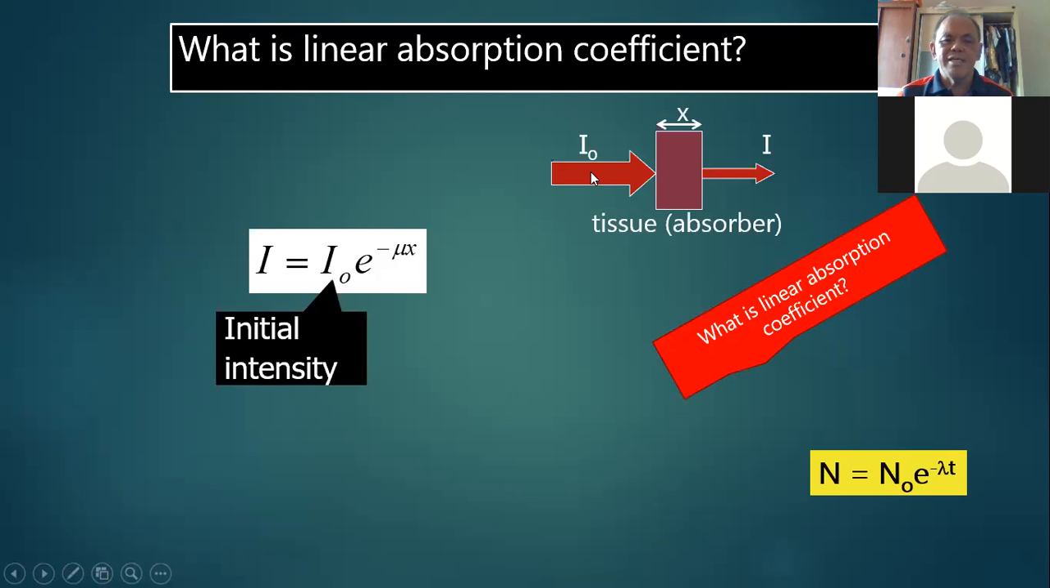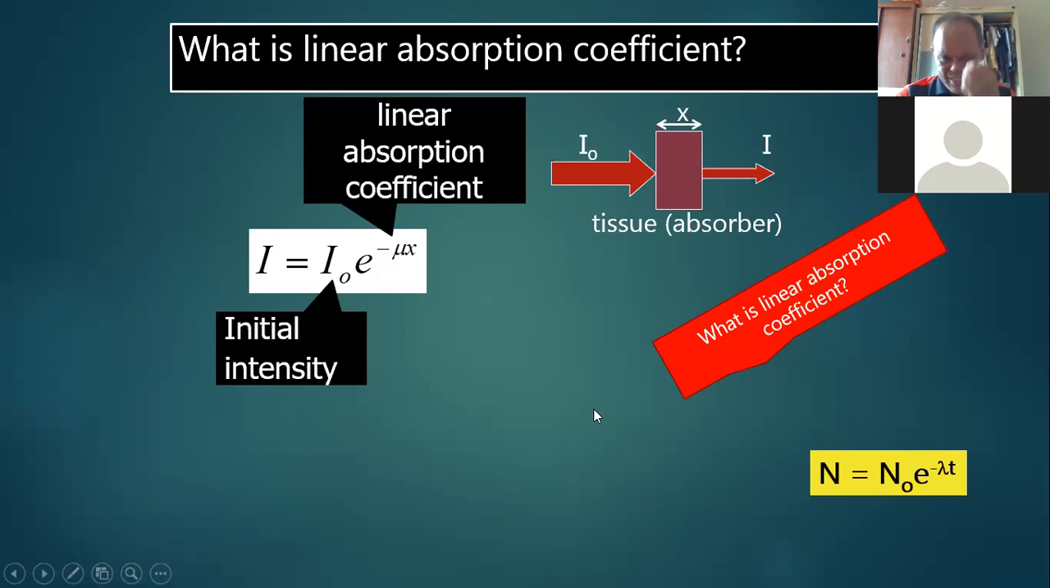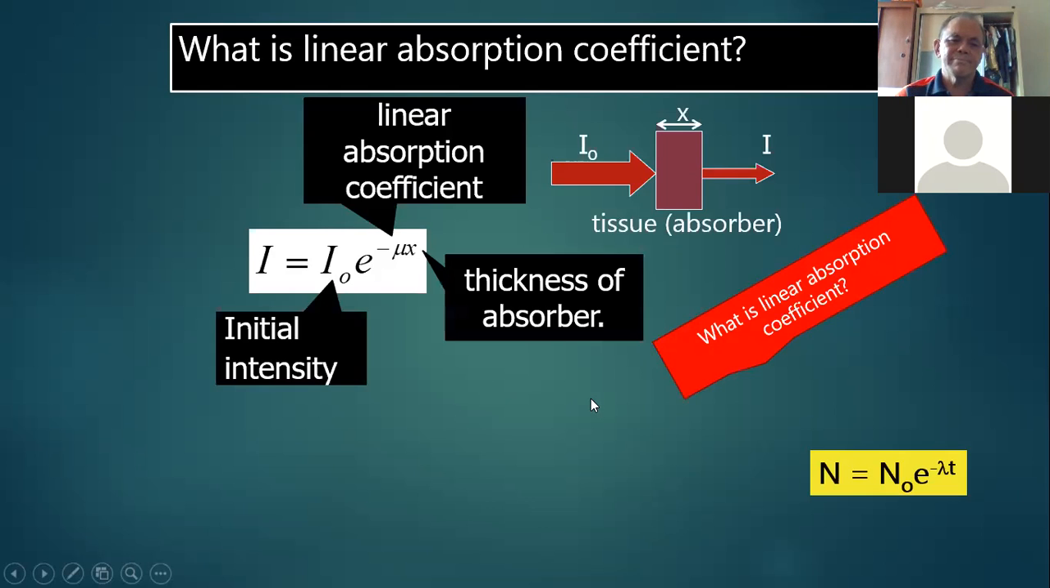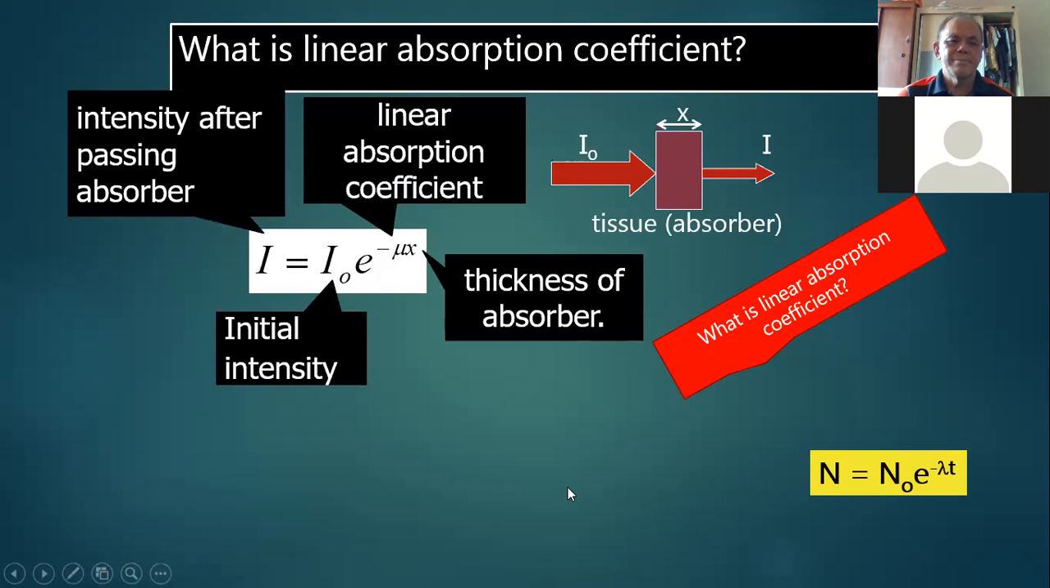I naught is the intensity before it enters the tissue or absorber. K or mu, sometimes called K, called mu, or called lambda, is the linear absorption coefficient. This is the material, it has a mu there. And then X is the thickness of the absorber.